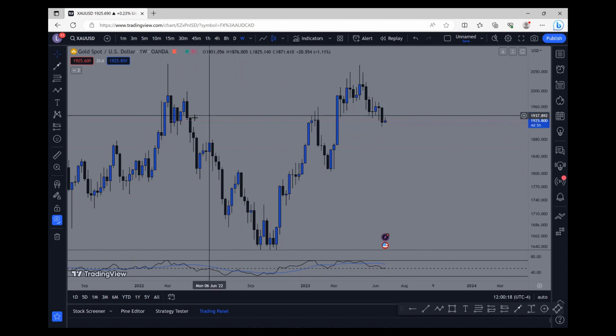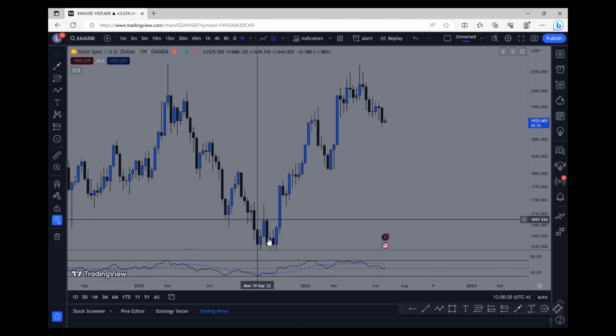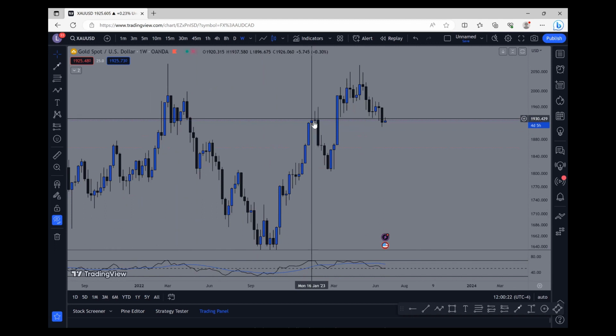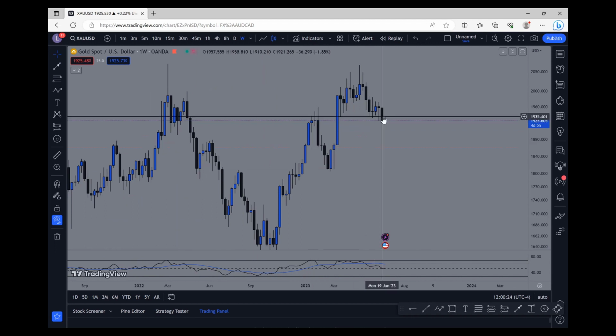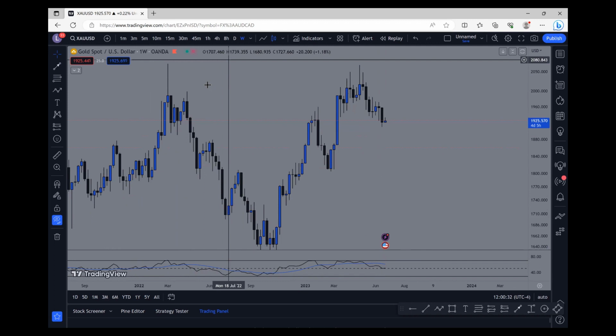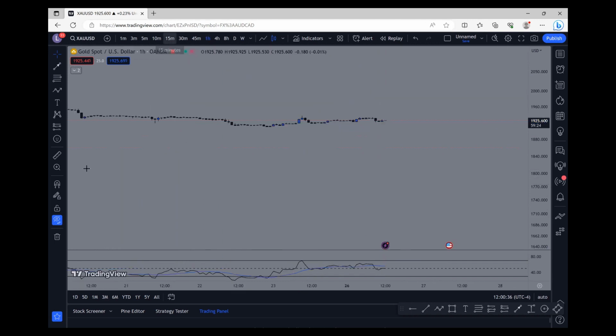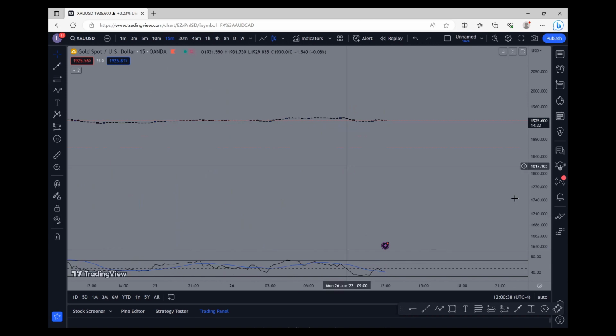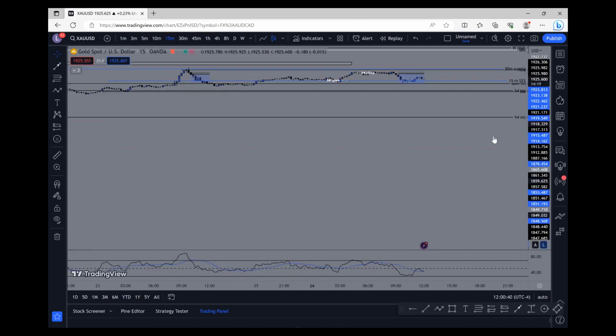So that's simply what I wanted to show: the fact that we shorted from this area once, as well as another area here. And now we're currently trading in the 1932 range, so we're waiting to see how we're reacting and how it plays out in present time. So let's dive back down to the 15-minute and show you the actual execution itself.